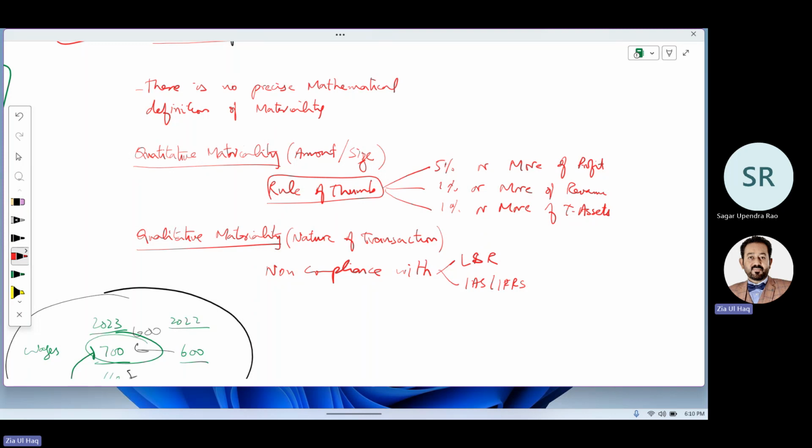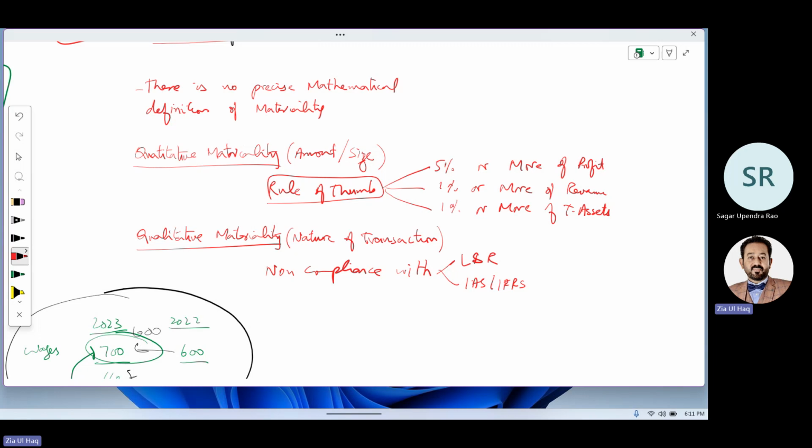There are some balance sheet items that have no link with the income statement. We cannot compare them with the profit or revenue, like a receivable, having no link with profit or sales. Any goodwill, land and building, plant and machinery, having no link with sale or profit. So we will compare with the total asset figure. And while comparing with total assets, what's the threshold? 1% or more of total assets will be considered material. Below this, immaterial.